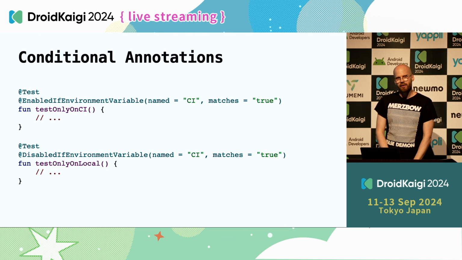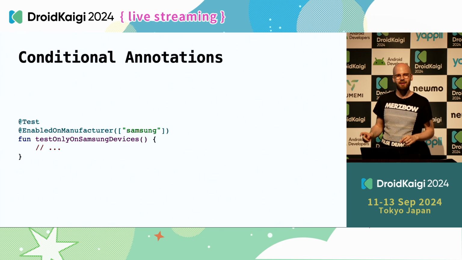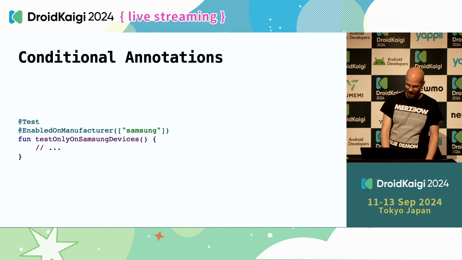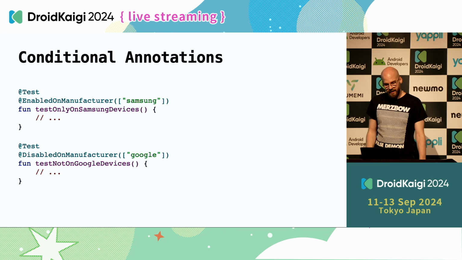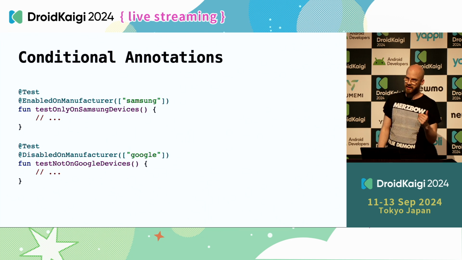So let's look at some Android-specific ones for this. Here's that test only on Samsung test. So only if the build manufacturer is Samsung, then run this test. It's enabled. The second test is executed on all phones except for Google phones, because it's disabled if the build manufacturer is Google.